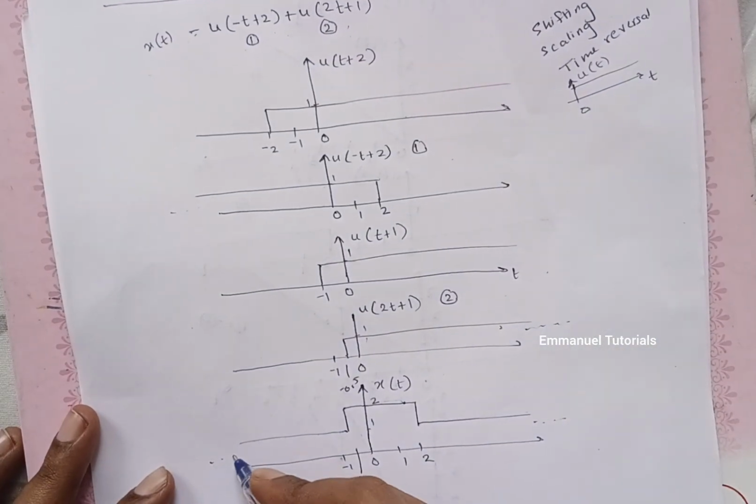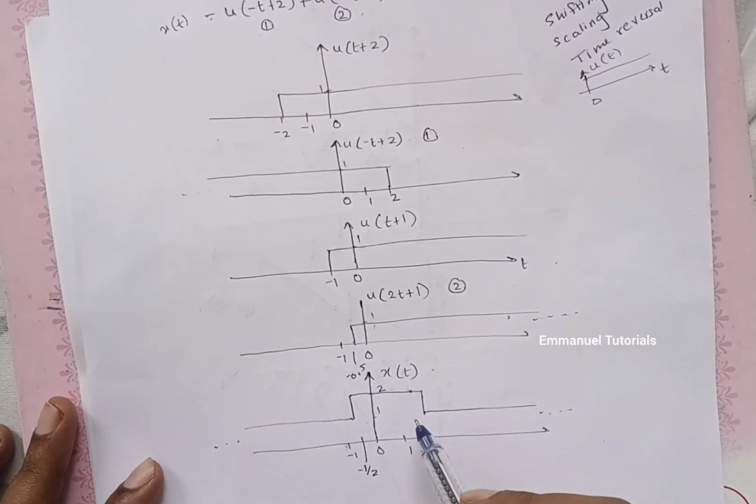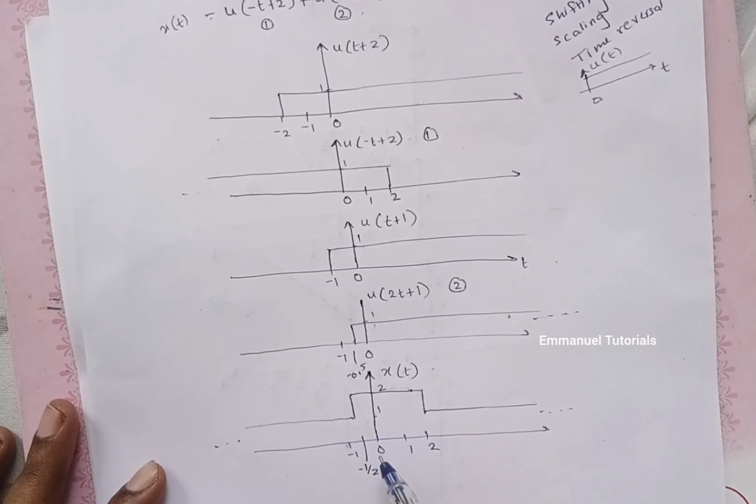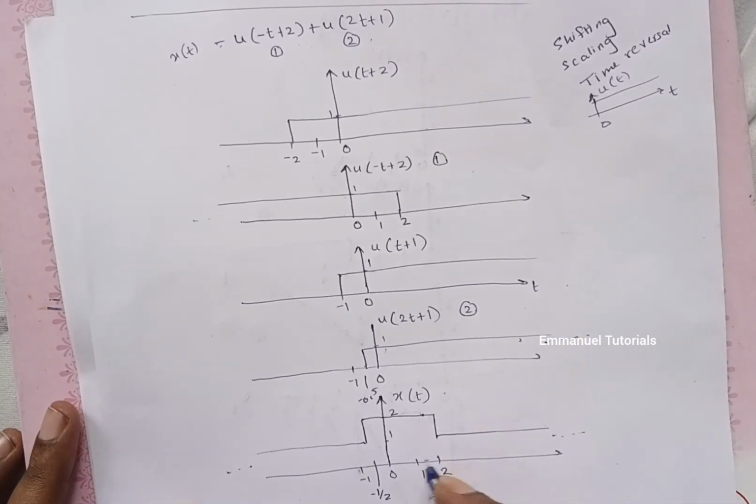So this will be a resultant signal. It starts from minus infinity, goes up to plus infinity, but in between we have an amplitude rise from minus 0.5 to plus 2. So this is our resultant x of t.